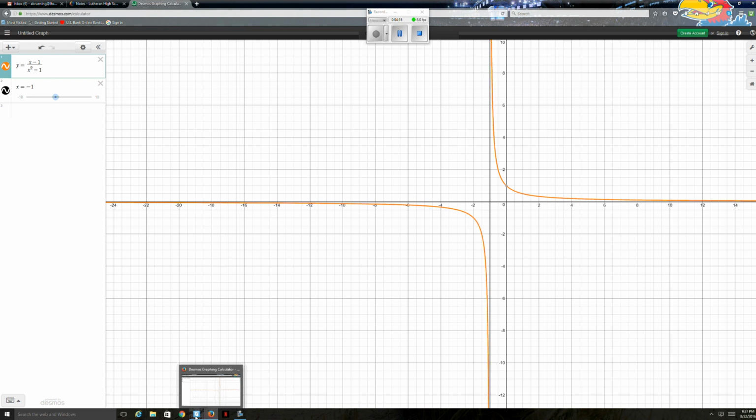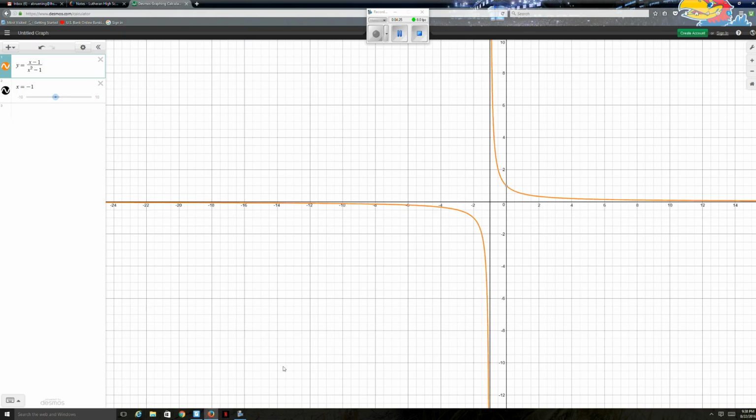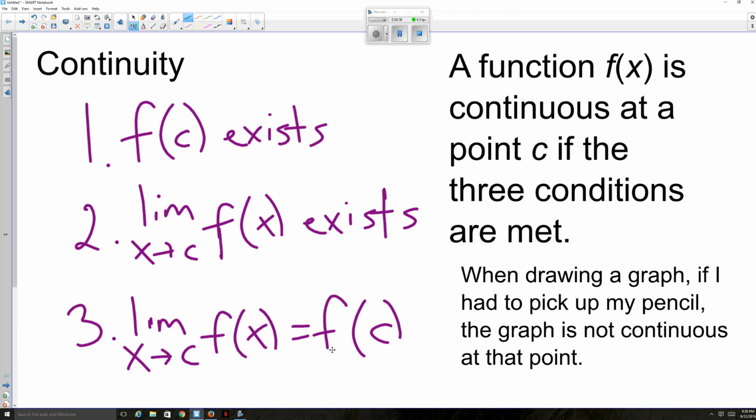Why does that not work? It doesn't work because f of c doesn't exist. Those are both cases where f of c does not exist, and it's not continuous at that point. Everywhere else, it exhibits continuity. The other two conditions are not as easy to identify, and you're probably not going to see them on functions like this. So that's the idea of continuity.